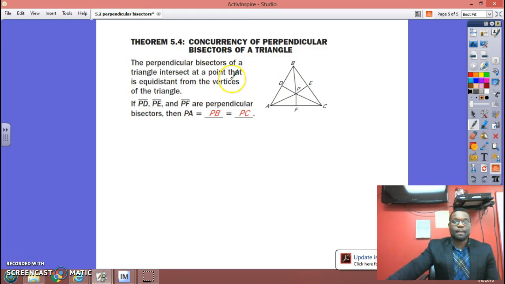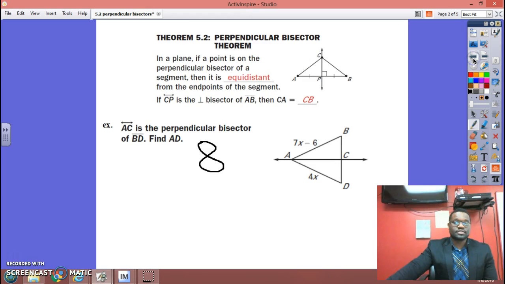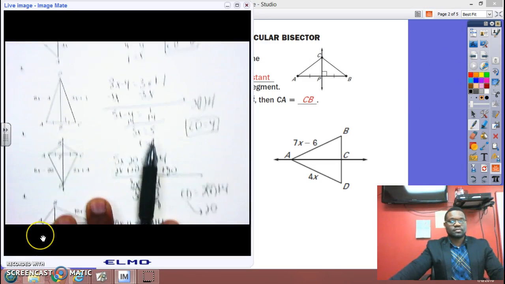So what you have here is if PD, PE, and PF are perpendicular bisectors, these are what we've been talking about all day, perpendicular bisectors, then PA, PB, and PC are equal to each other, and those are the distances to the vertices. And so that'll come up later, but this is something that we need to know. The focus of today is working with these, okay? So that's what I'm going to do.